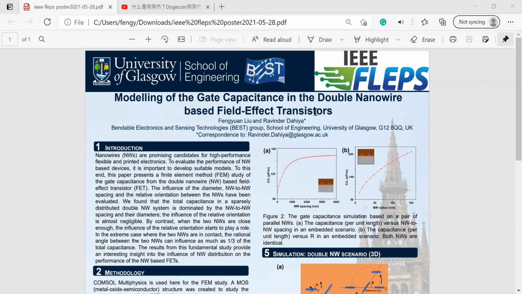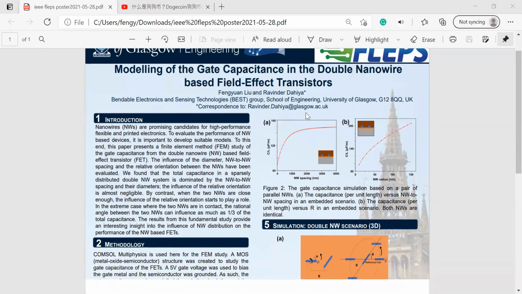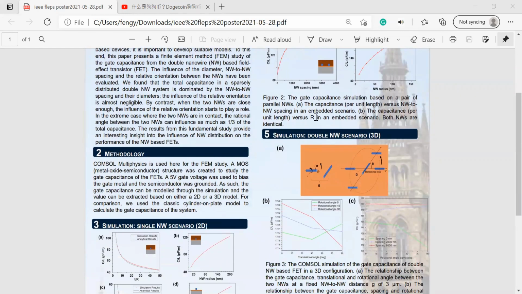So this study presents the double nanowire cases, and I think this is still an important step if we want to study more nanowire-based FET or completely random network-based FET. So the method we use in this study is two ways.